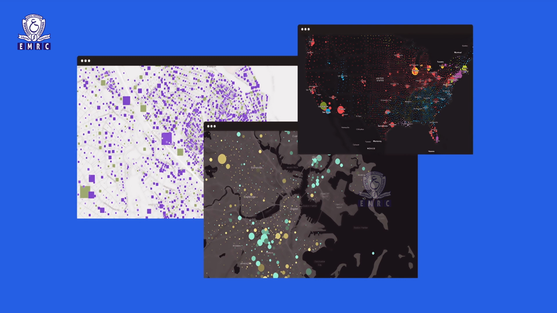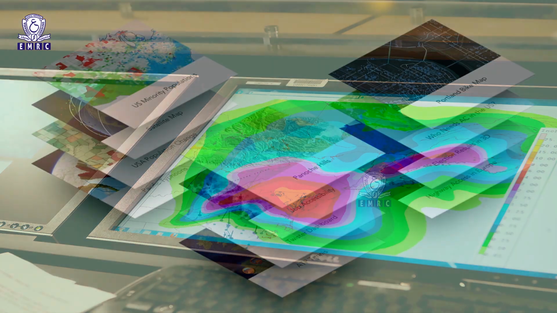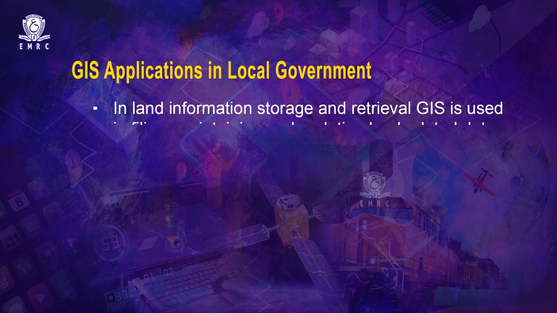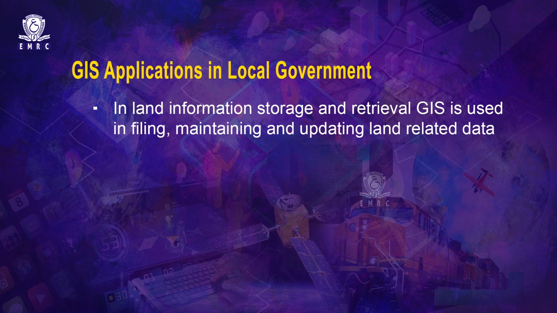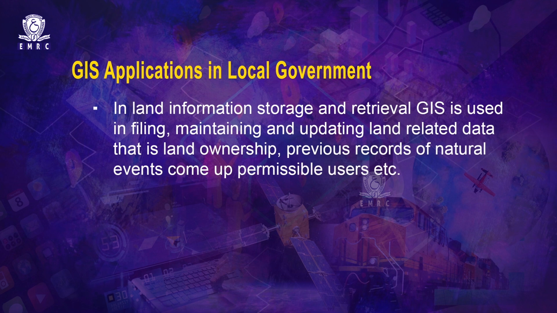GIS is also used in local level planning, as in functions of data display, where GIS aids in the analysis of the spatial distribution of socio-economic infrastructure and natural hazard phenomena. Use of thematic maps to enhance reports and presentations. Link with other databases for more specific information. In land information storage and retrieval, GIS is used in filing, maintaining and updating land related data, that is land ownership, previous records of natural events, permissible use, etc.